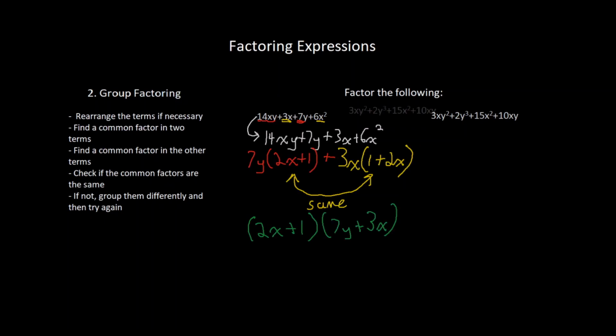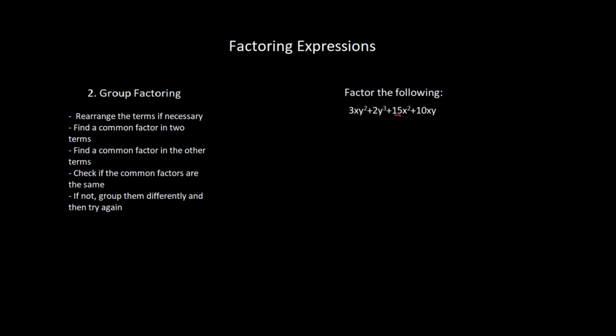Now the second problem. We see that 15 and 10 share a common factor. This is a good indication that you want to group these 2 together. Then the other 2 should be grouped together as well. The first 2 terms share a factor of y squared. When we factor it out, we get y squared multiplied by 3x plus 2y.